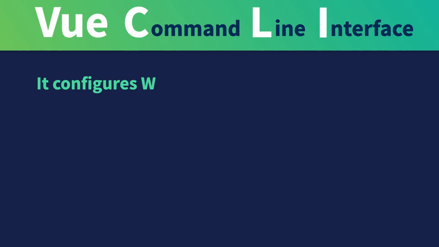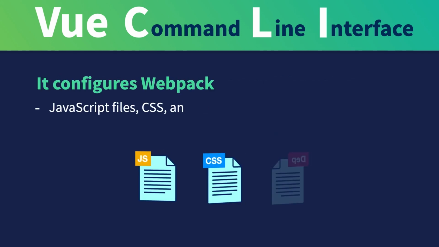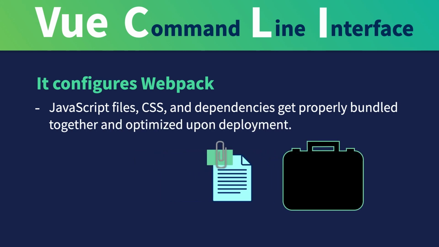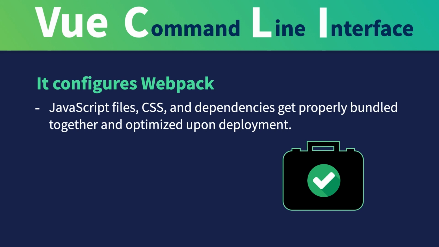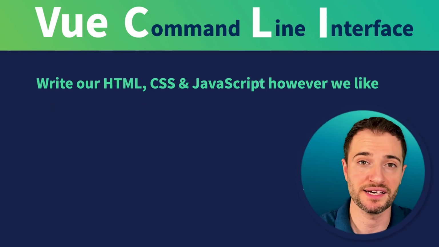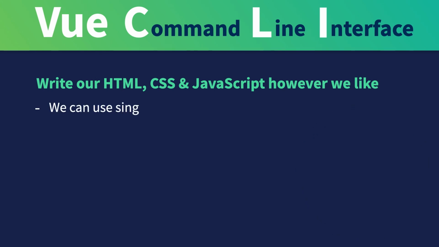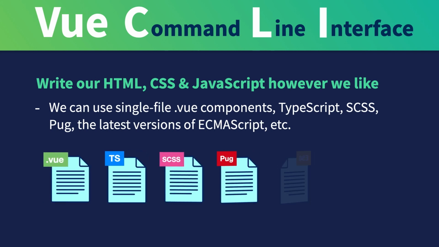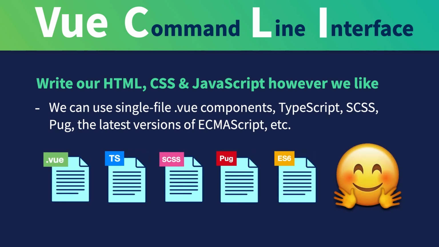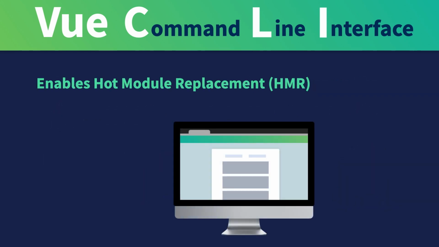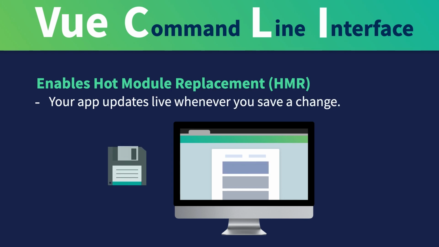The CLI configures Webpack for us so that JavaScript files, CSS, and dependencies get properly bundled together and optimized upon deployment. It also allows us to write our HTML, CSS, and JavaScript however we like. It gives us the freedom to use single-file .vue components, TypeScript, SCSS, Pug, the latest versions of ECMAScript, and more. The CLI also enables HMR, or Hot Module Replacement, so your app updates live whenever you save a change.